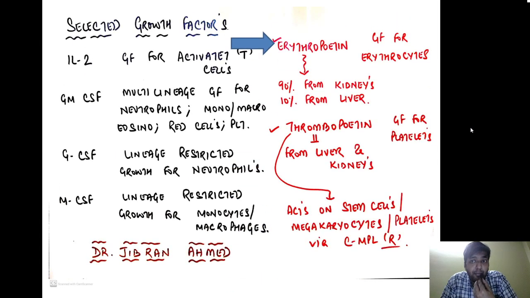Now we have erythropoietin. Remember, it is a growth factor for erythrocytes, and 90% or the major secretion of erythropoietin takes place from the kidney, whereas 10% secretion occurs in the liver. So the major source of erythropoietin is the kidney. Similarly, remember, the major source of thrombopoietin is the liver. Although both of them produce it, the liver is the major source of thrombopoietin, and these act as growth factors for the platelets. Thrombopoietin acts on the stem cells or megakaryocytes or platelets via a receptor known as the MPL receptor.